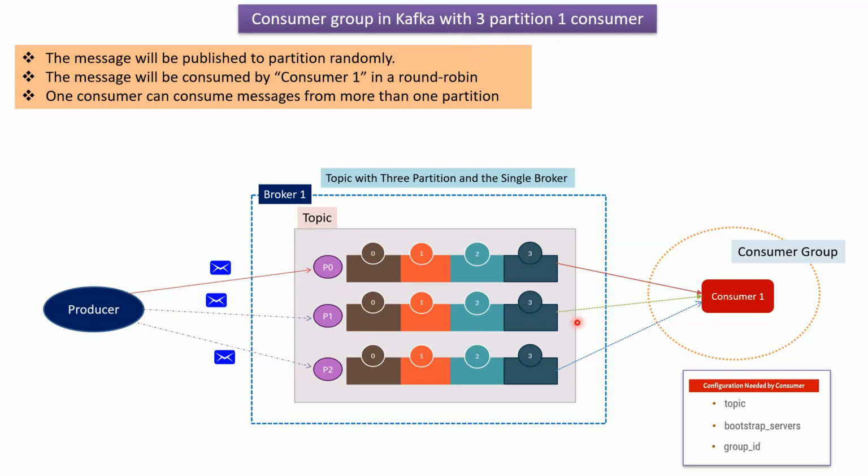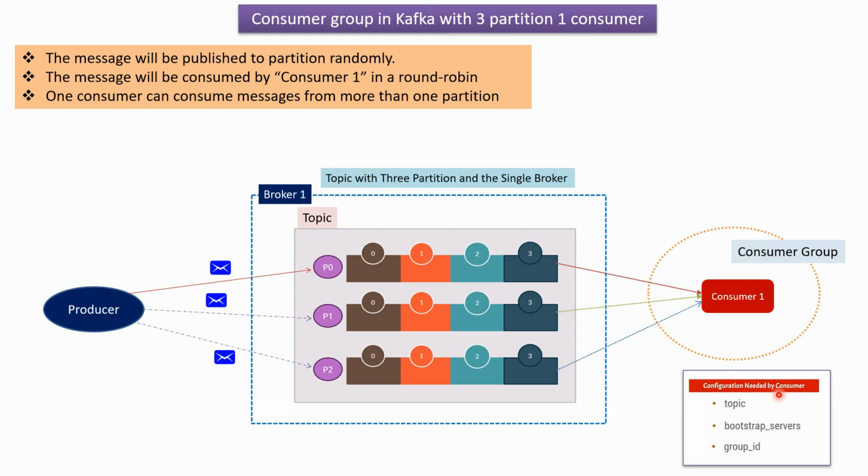manner. Here you can see the consumer group and it has one consumer, and this consumer will consume messages from these three partitions in round robin manner, and one consumer can consume messages from more than one partition.